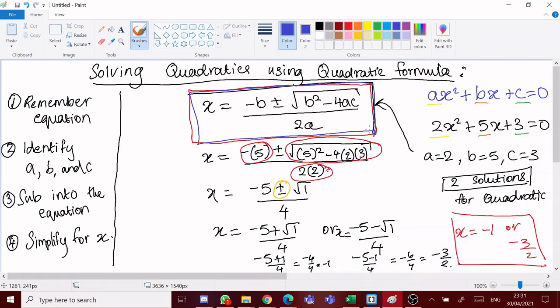Once you know this formula, the next step is to identify what A, B, and C are from the quadratic. If I use this quadratic as an example, A is 2, B is 5, C is 3. Identify A, B, C, then substitute into the formula. Once you have substituted, you can do it in multiple ways. You can simply type it into your calculator, or you can split it into three different parts and simplify from there onwards.